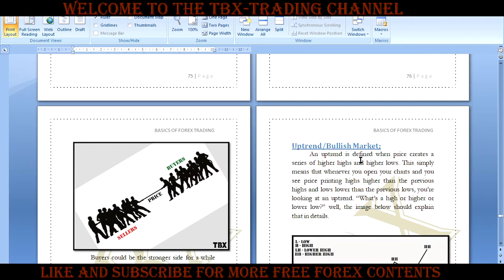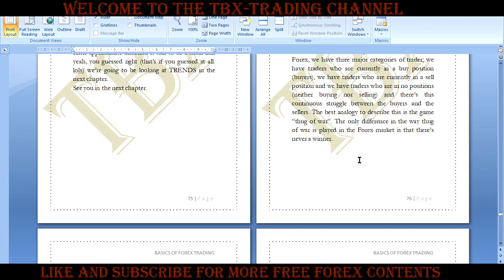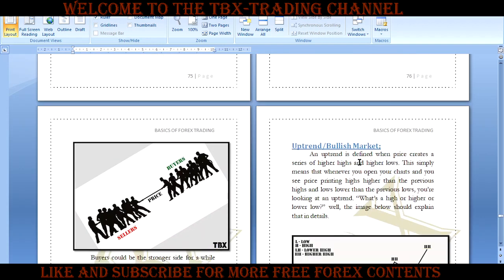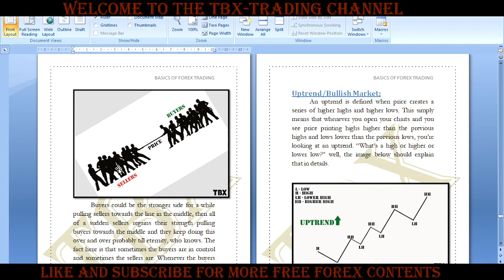Now, trend is when a series of candlesticks come together, moving in one direction. The direction the candlesticks move in is called a trend. For instance, you all know the game of tug of war. Imagine some guys are standing here. In what direction are they moving? If the sellers are pulling the buyers, then you say it's a downtrend. If the buyers are pulling the sellers, then you say it is an uptrend.